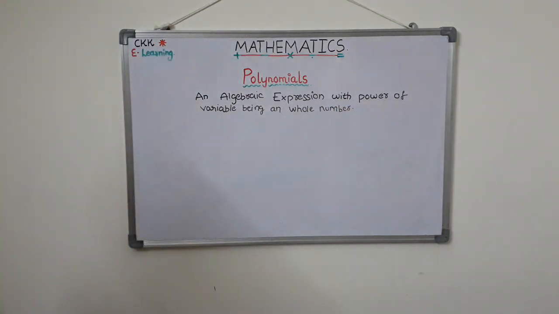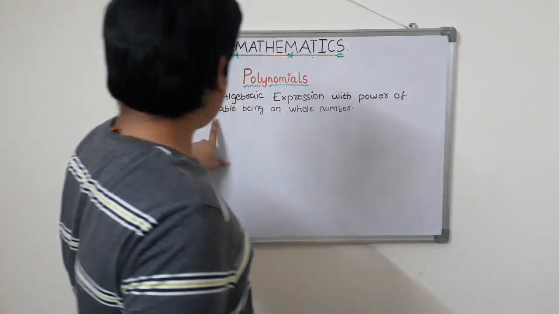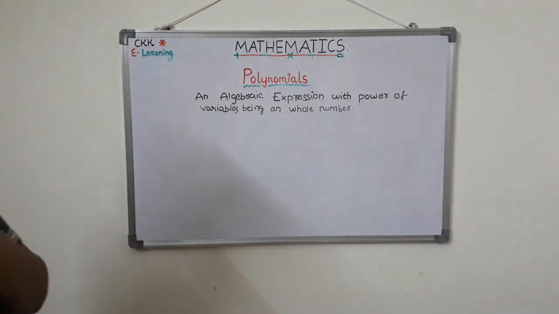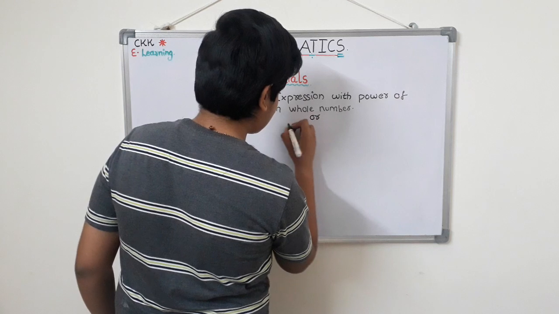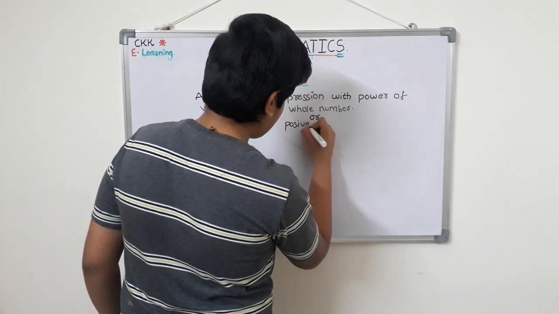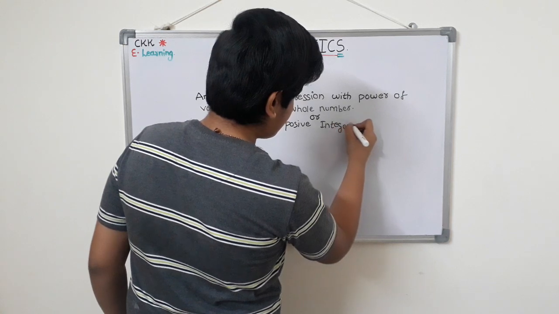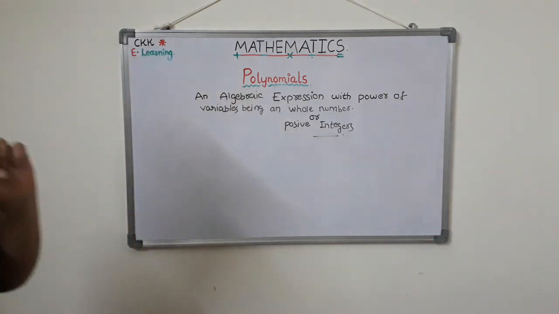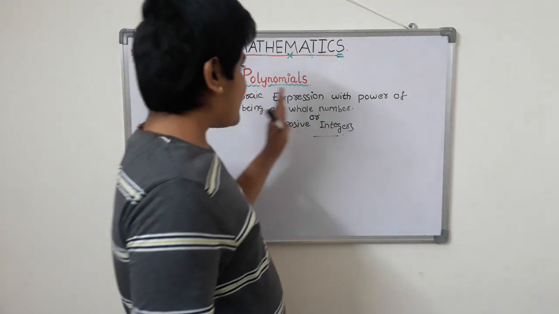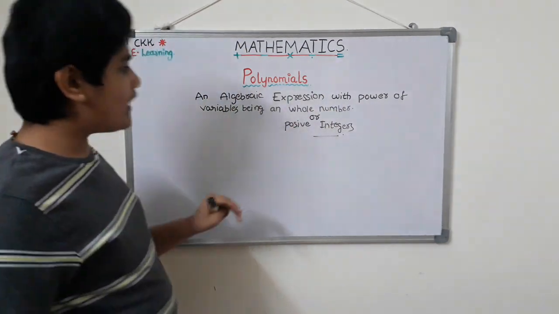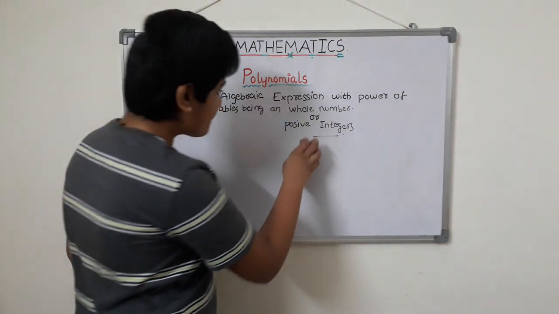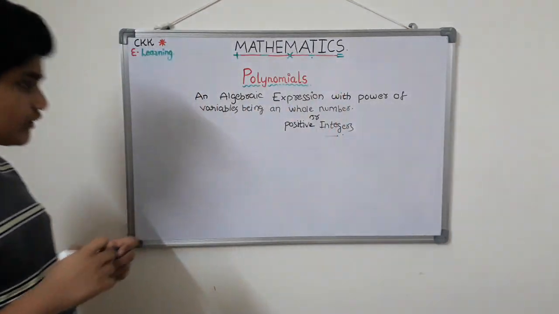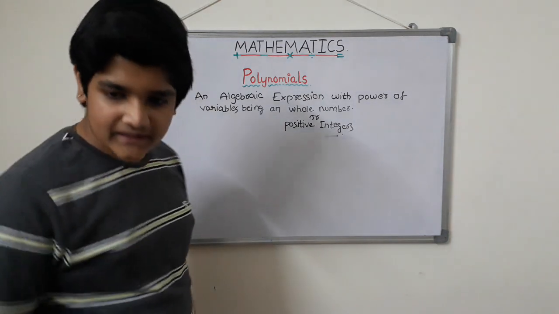Understand this definition? An algebraic expression with power of variables being a whole number, or you can also say positive integers. Positive integers means 0, 1, 2, 3, and so on. Whole numbers are also 0, 1, 2, 3, and so on. Anything you can use. Now listen very carefully: an algebraic expression with power of variables being a whole number or positive integers. Let me explain this very clearly.